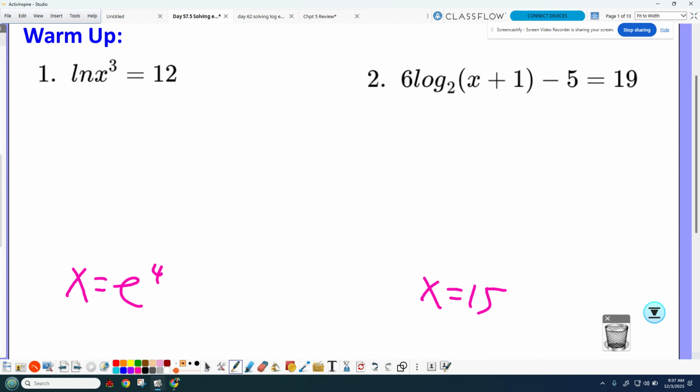Okay. So there's a question here. There's nothing written as a base on ln. What is the base? E. There's nothing written on this base. What is it? 10. And this one, okay, it's the 2. So if it's not written, you've got to know: if it's log, the base implied is 10. If it's ln, the base implied is E.